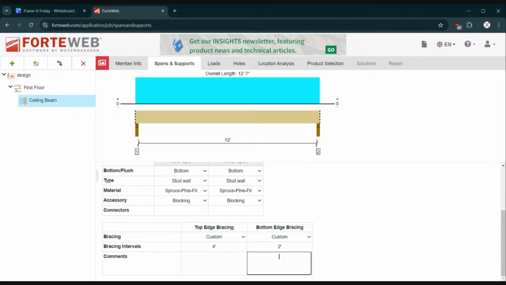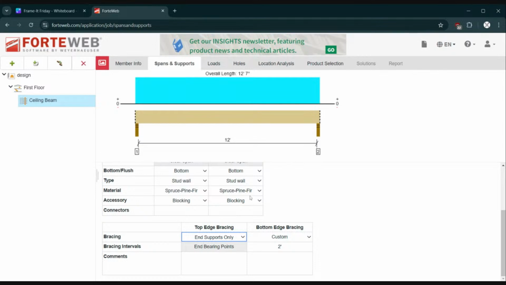And why 2 feet? Because our ceiling joists were 2 feet on center. So the ceiling joists are adding stiffness to the bottom edge of this beam so it doesn't bow, which it wouldn't do because it's in tension. But the top edge is probably just floating. So I would say end supports only, most likely, because you're probably not going to brace the top.